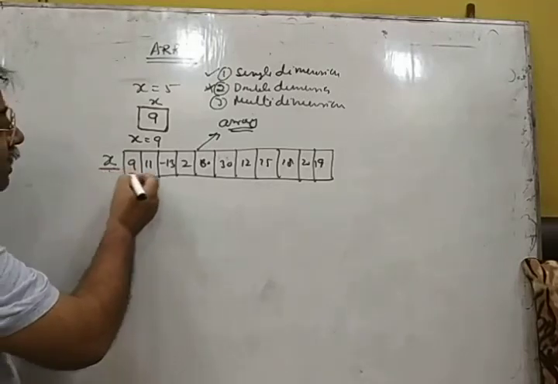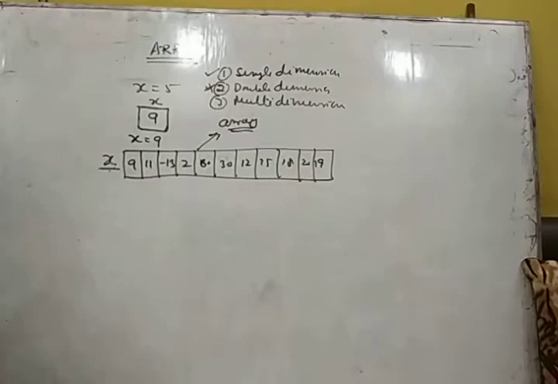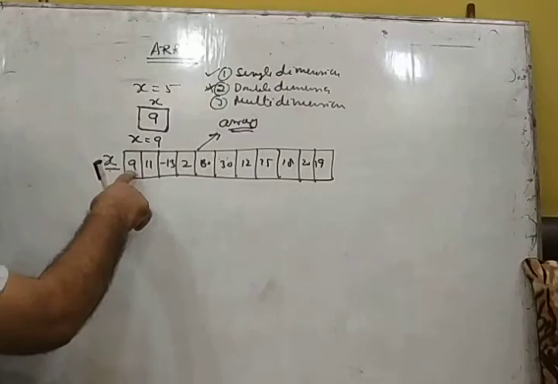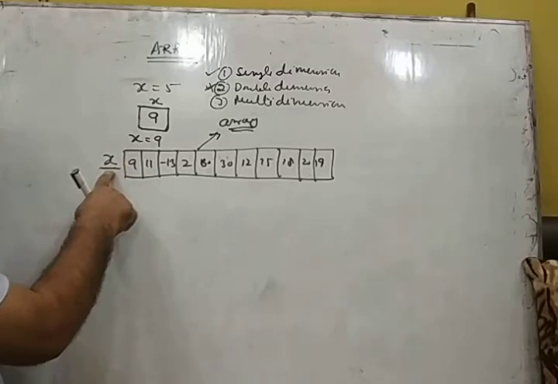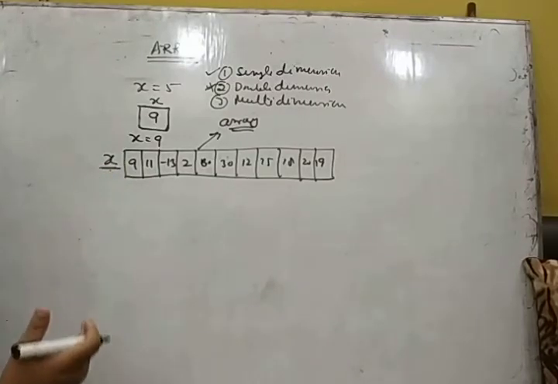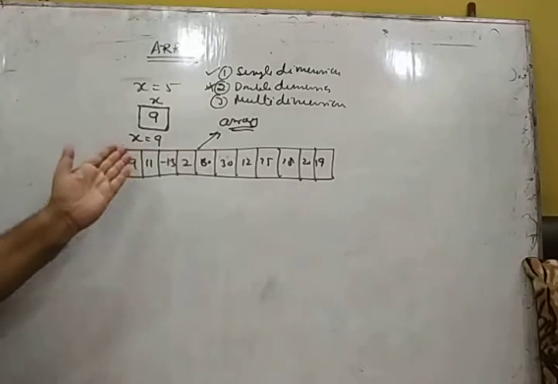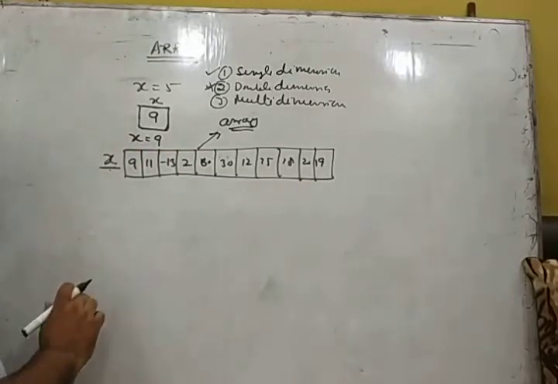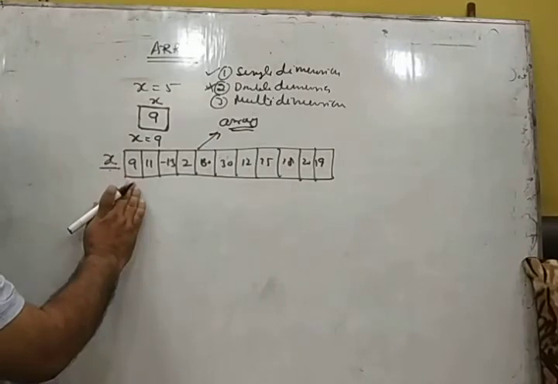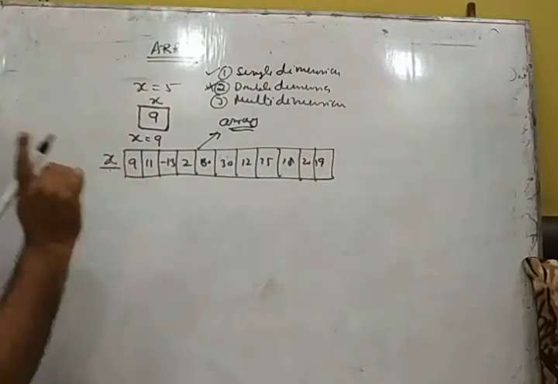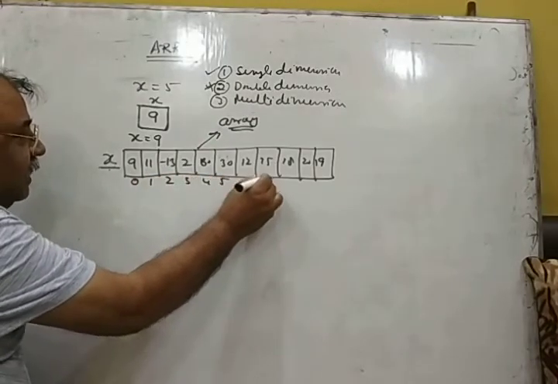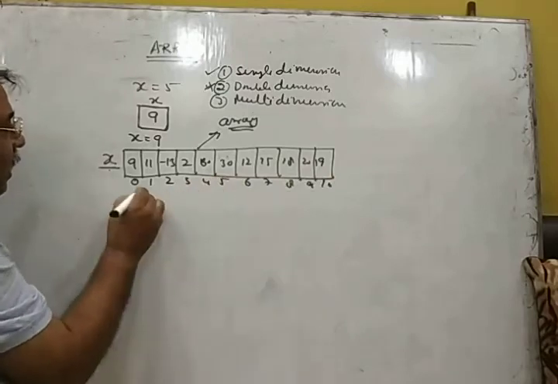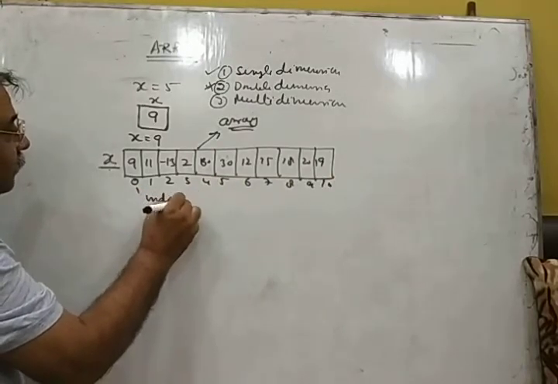So this is the way we store the values, right? Now the question comes: sir, suppose I want to see 9, I will call x; 11, I will call x; minus 13, I will call x. How does the computer know that you want minus 13, you want 60, you want 11? So for that, when we declare an array, every box is allotted a number, starting from 0: 0, 1, 2, 3, 4, 5, 6, 7, 8, 9, 10. These are called index numbers.